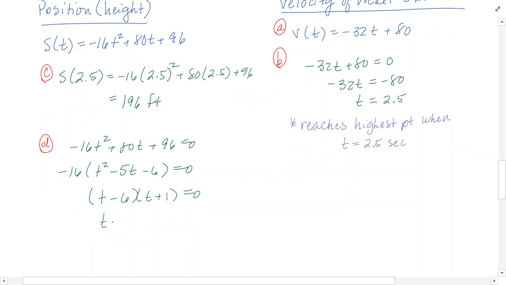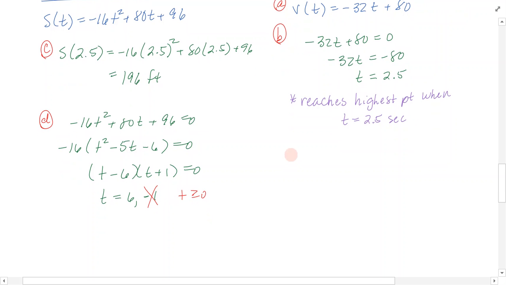So t, time, has to be equal to either 6 or negative 1 seconds. Well, our time has to be positive, so negative 1 is going to disappear because time has to be greater than 0. So in other words, this rocket strikes the ground after 6 seconds.